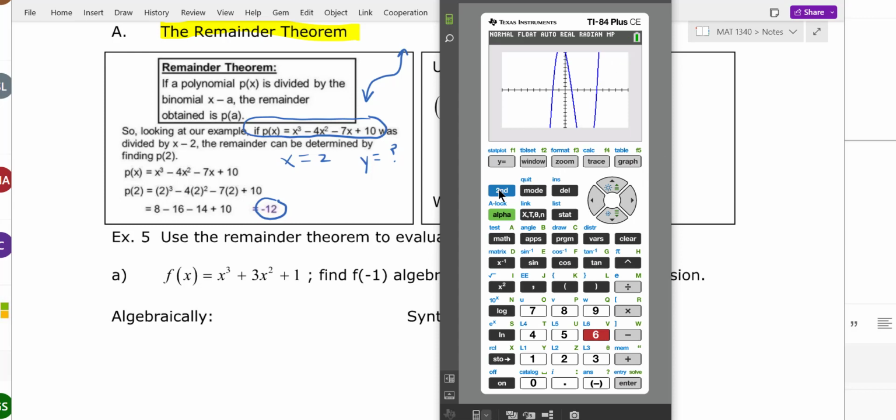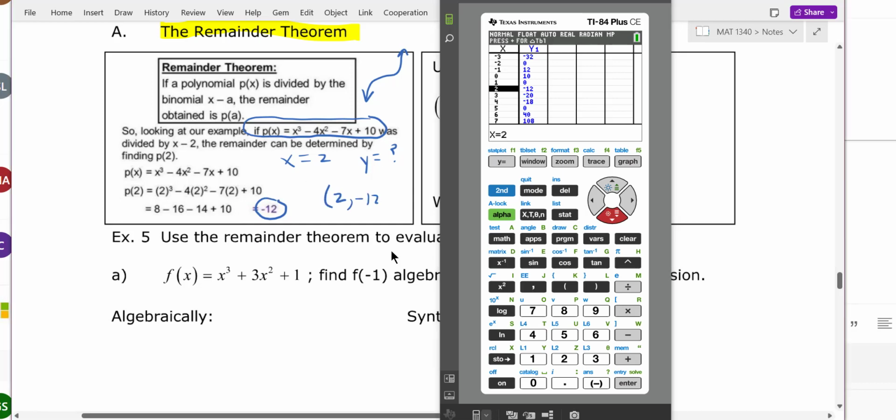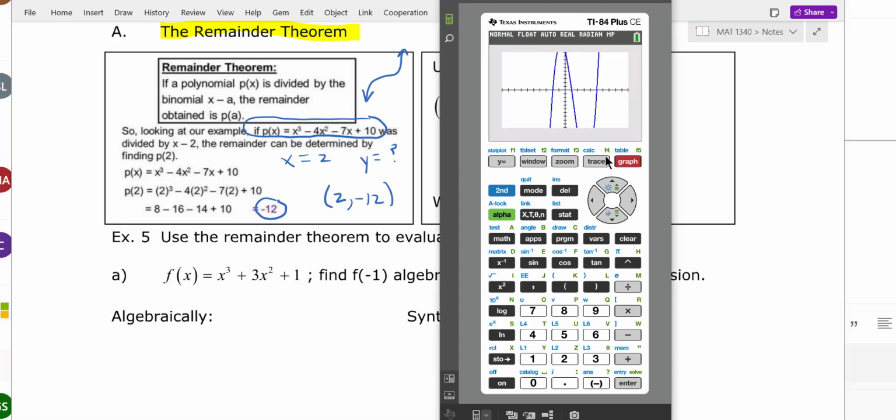Now, if you were to go to your table of values, by doing second graph, like I've shown you, you would find that this point 2, negative 2 shows up on here. So you have this point 2, negative 2. The other way you could do this, once you get your graph, is you could just type the trace button, type the 2, and that would tell you what the function value is.